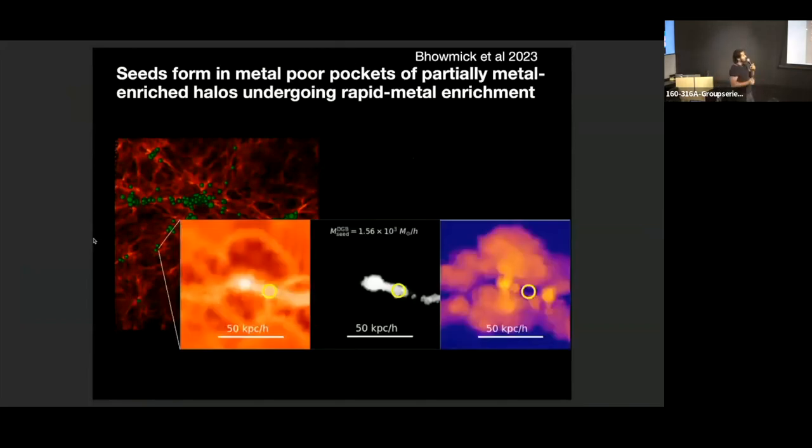When we apply the seeding criteria in our Zoom simulations, we find that a vast majority of these seeds are forming in these metal-poor pockets of gas in partially metal-enriched halos that are already undergoing the process of rapid metal enrichment. So here's an example of a seed formation site. You have the gas density, star formation rate, and the metallicity profile. And this yellow circle marks this region of dense metal-poor gas where these seeds are forming. And you can see they're already engulfed by a significant amount of metal-enriched gas.